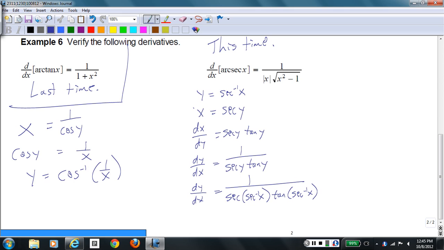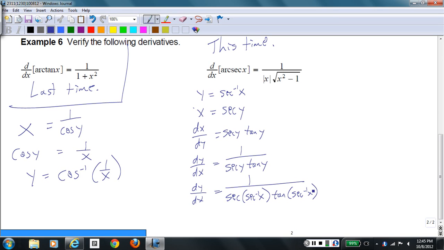Now, provided, let's see, the inverse secant of the inverse secant of x is going to be just plain old x. X really needs to be in the domain of the inverse secant function in order to be able to do that. But it will be. So that part's going to be x. The other part, we're going to need another right triangle.